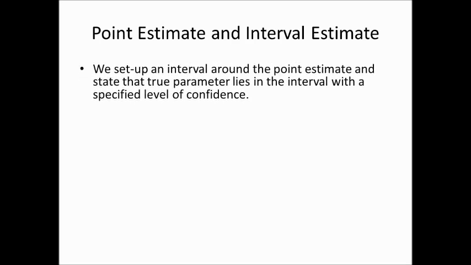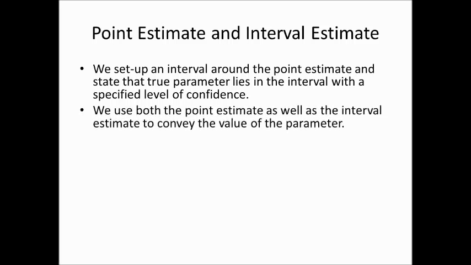What we do is set up an interval around the point estimate and state that the true parameter lies in the interval with a specified level of confidence. The problem is that every time we draw a sample of size 300, we will get a different average annual family income. So the question is, how do we present the result? We do that by setting up an interval around the point estimate and attaching a level of confidence to that interval. So we use both the point estimate as well as the interval estimate to convey the value of the parameter.